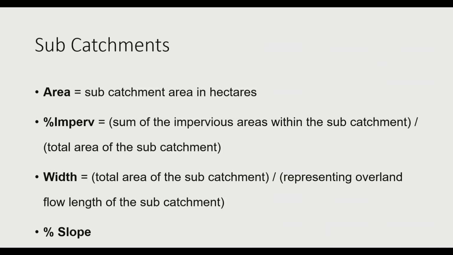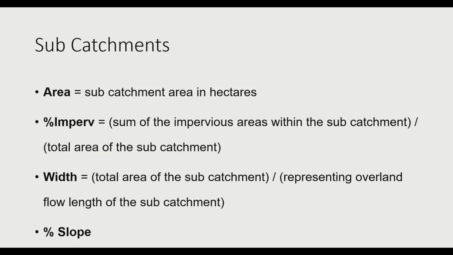For the subcatchment, quite a few data points are required. The first is the area of catchment. This you can easily get if you're using ArcGIS or AutoCAD or any other software. The next is percentage impervious. What it means is what percentage of the total area of the catchment is impervious. Again, these two values are per subcatchment.